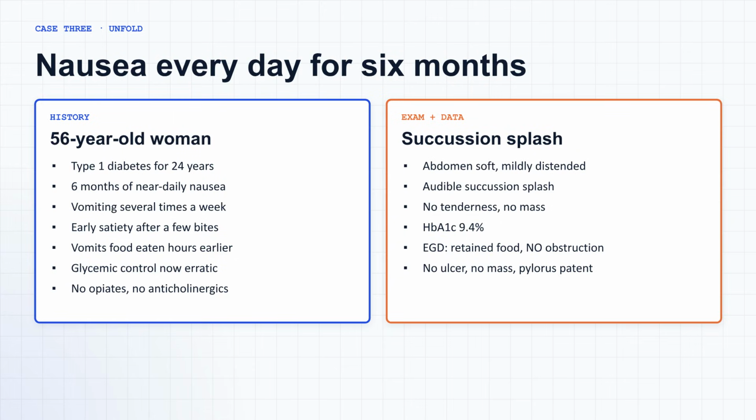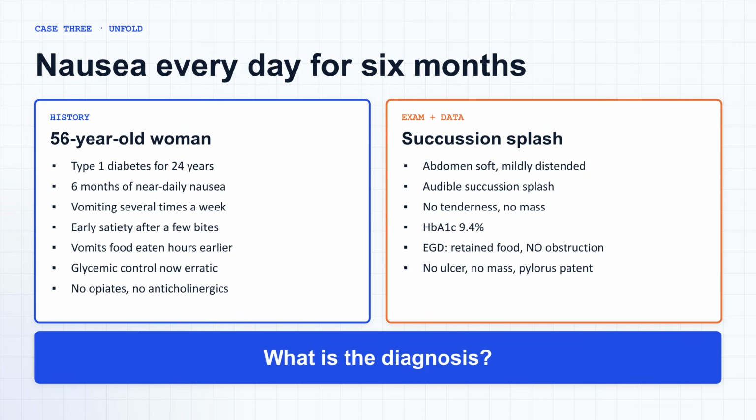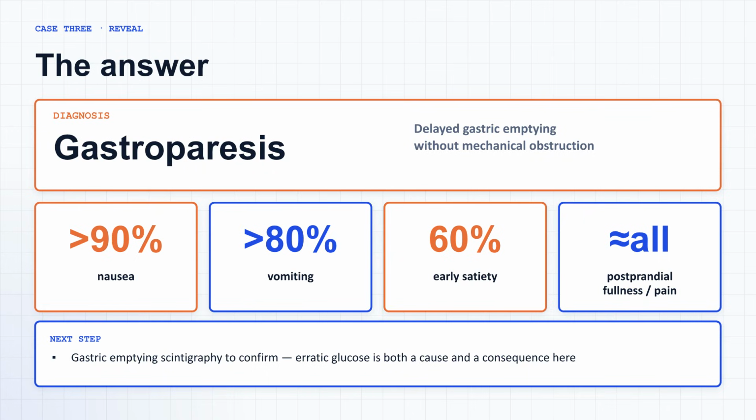An upper endoscopy shows retained food in the stomach, but no obstruction and no ulcer. What is the diagnosis? One more detail. She takes no opiates, which removes the most common drug cause before you order a single test. This is gastroparesis, delayed gastric emptying without any mechanical obstruction. Her endoscopy has already ruled out a blockage.